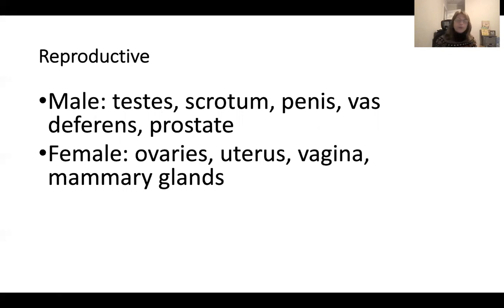Reproductive systems are going to be different, whether we're talking about male or female, but we have specialized organs within each sex so that we can produce eggs and sperm that can undergo fertilization and reproduce our offspring.